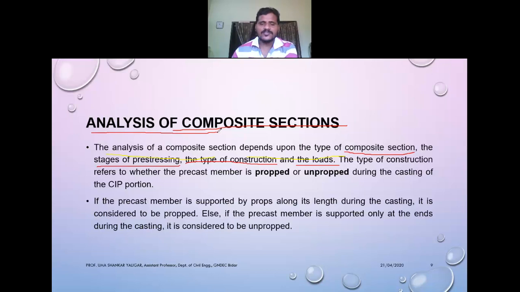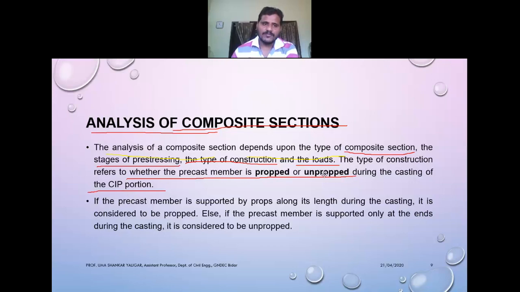And the type of construction refers to whether the precast member is propped or unpropped during the casting of the CIP portion. CIP means cast in place portion. Most important, the type of construction refers to whether the precast member is propped or unpropped during the casting of the CIP portion. Now, what is this propped and unpropped?